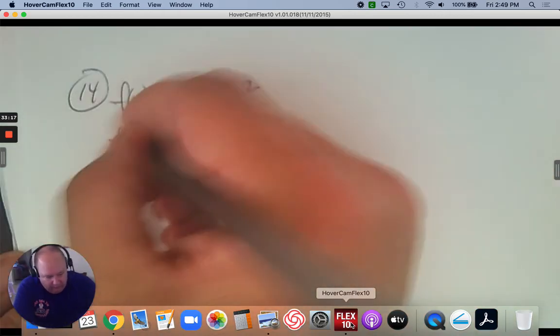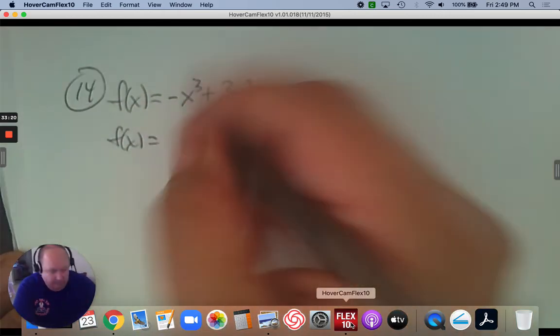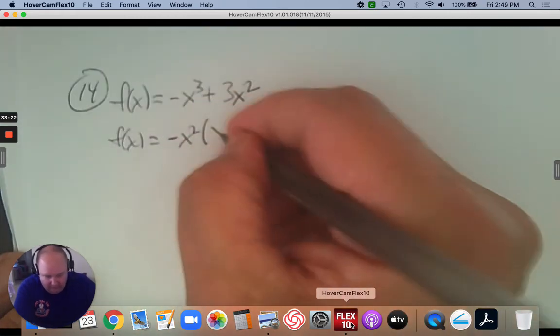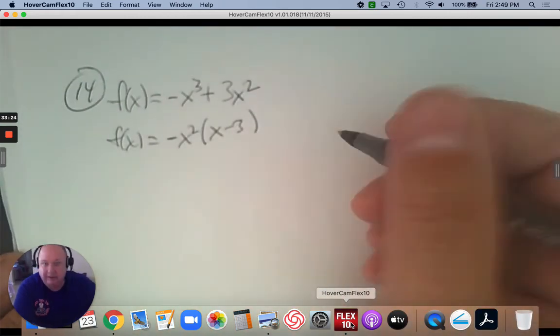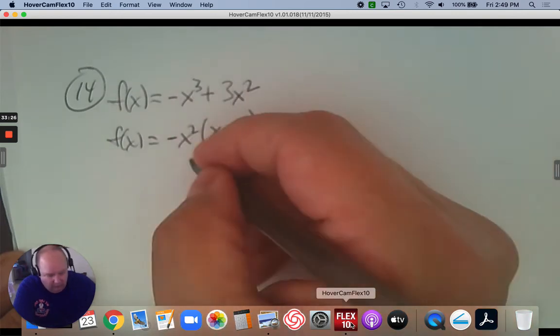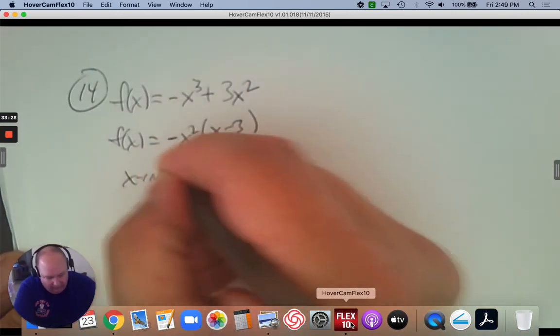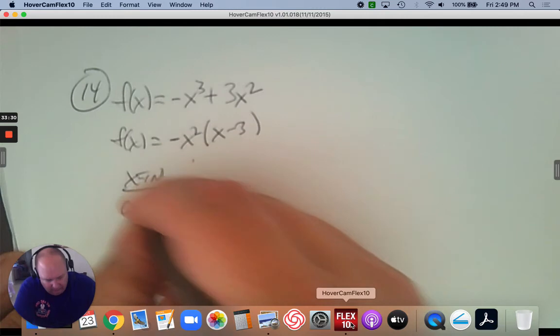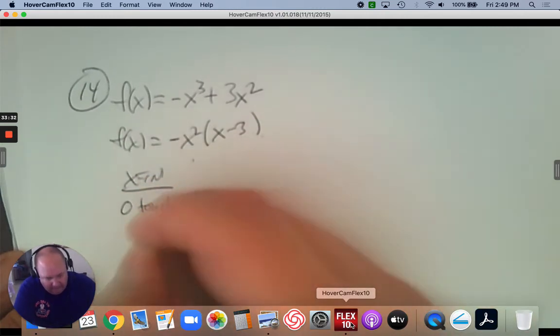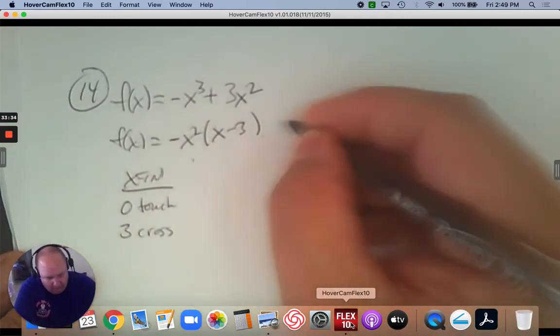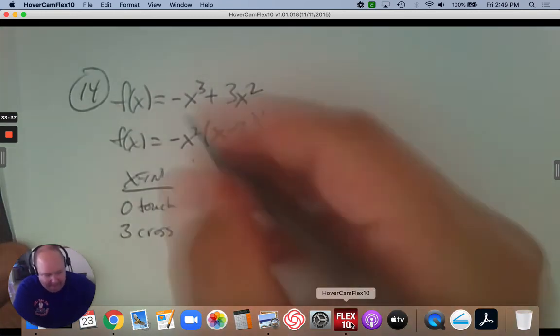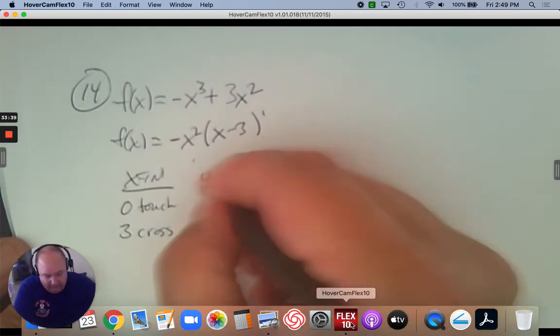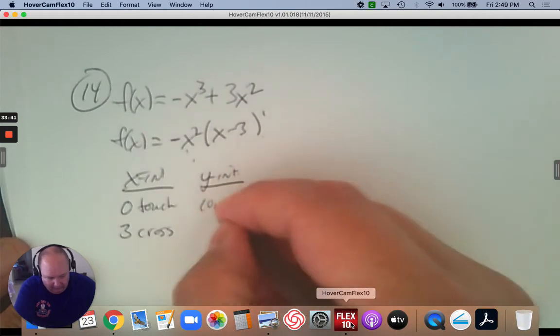So the first thing I'm going to do here is factor. So I'm going to factor out a negative x squared and be left with x minus 3. So I already know we have x-intercepts at 0, and it's going to touch, and at positive 3, and it's going to cross over because of the multiplicity. I know there's also a y-intercept at 0. So if you plug in 0, the answer is 0.